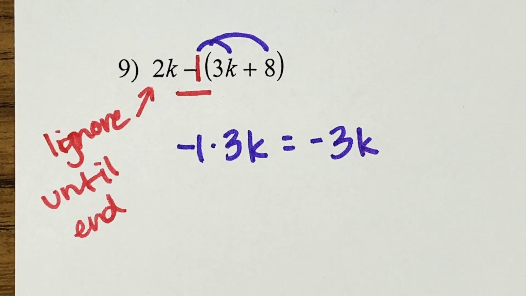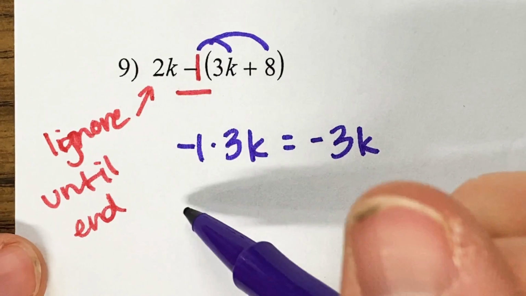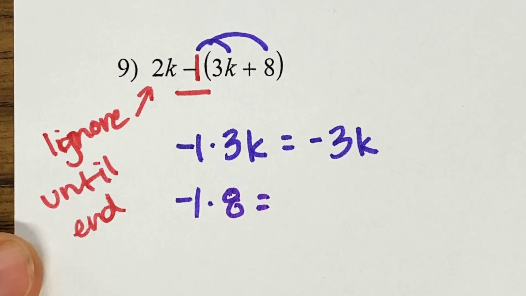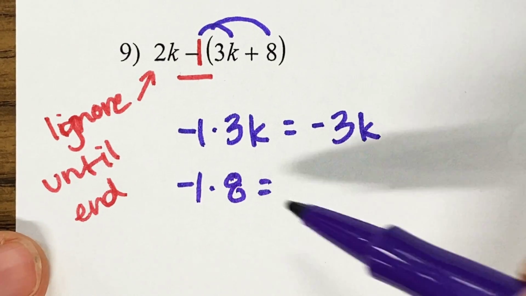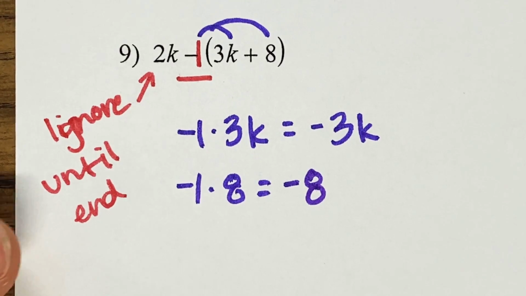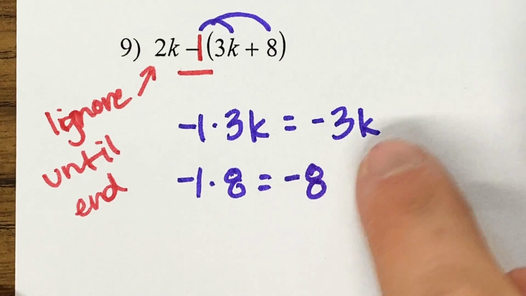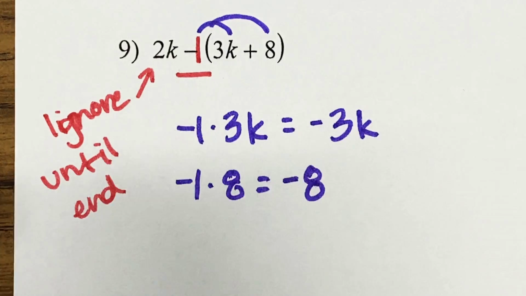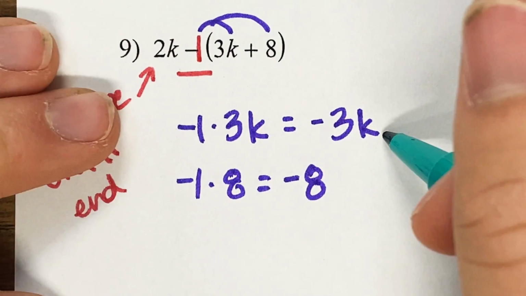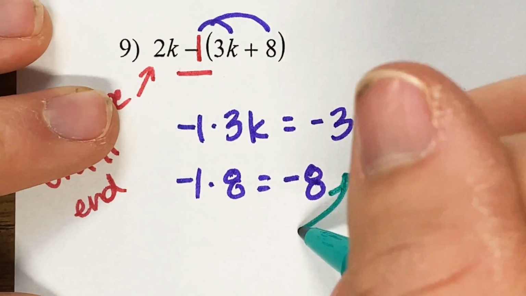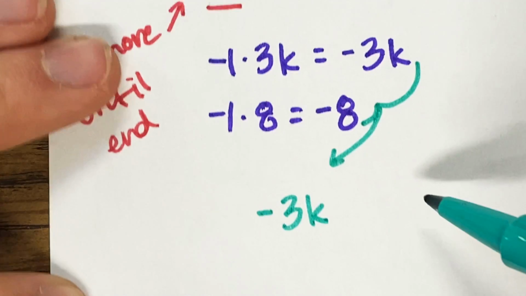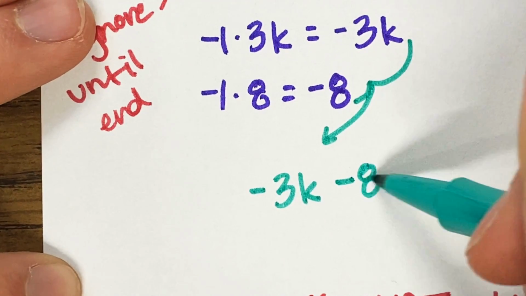Beautiful. Okay, now let's take negative 1 again times positive 8. So what is negative 1 times positive 8? It's going to give me negative 8. Okay, so now we got rid of the parentheses. So let's just rewrite it, just like we were doing up top. We're just going to rewrite it, put them together. So we had negative 3k minus 8.